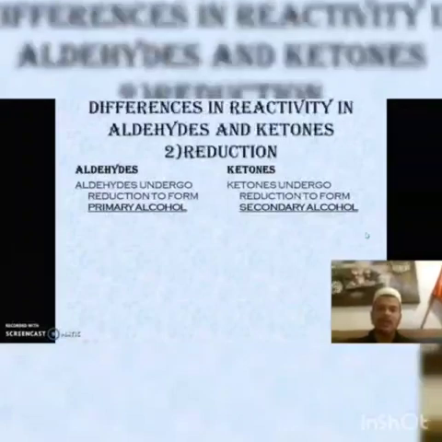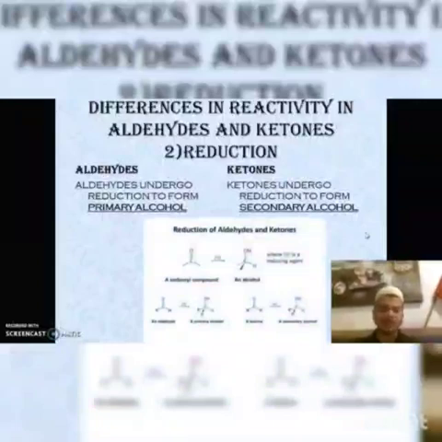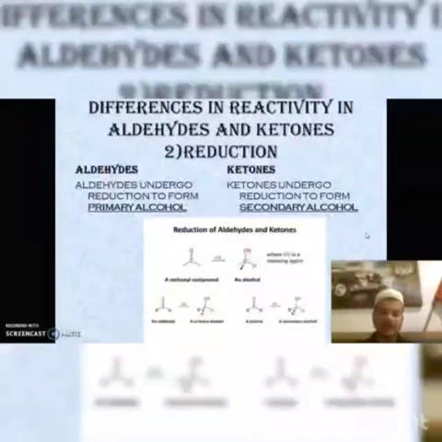The second difference in reactivity of aldehydes and ketones is reduction. Aldehydes undergo reduction to form primary alcohols, whereas ketones undergo reduction to form secondary alcohols. As you can see in the diagram, first an aldehyde is hydrogenated to form a primary alcohol, and in the second you can see a ketone is hydrogenated to form a secondary alcohol.